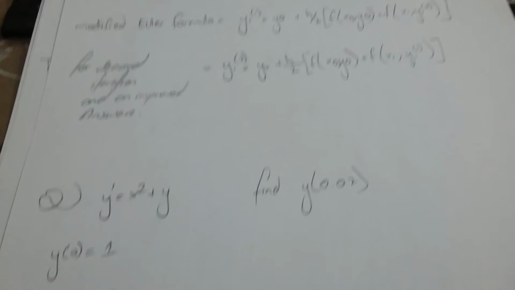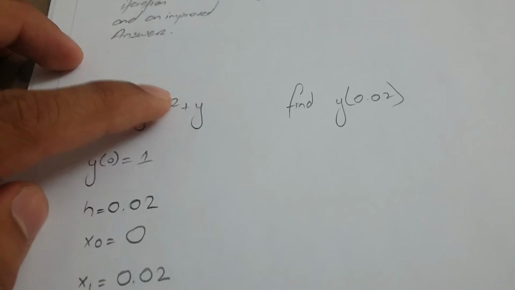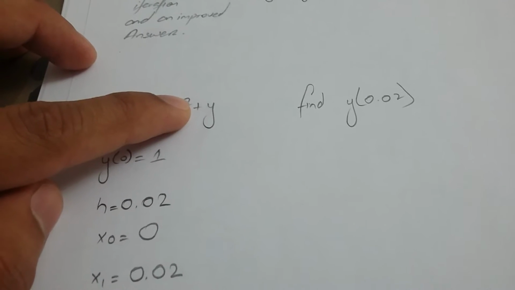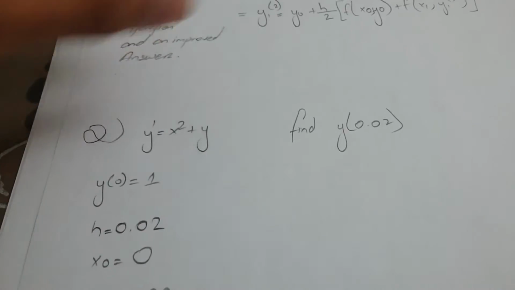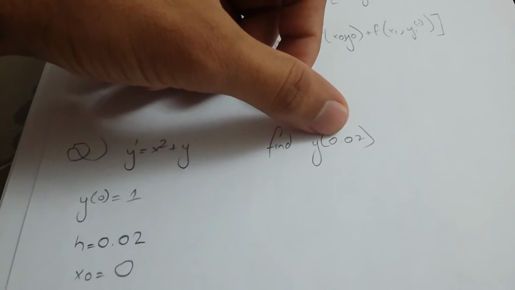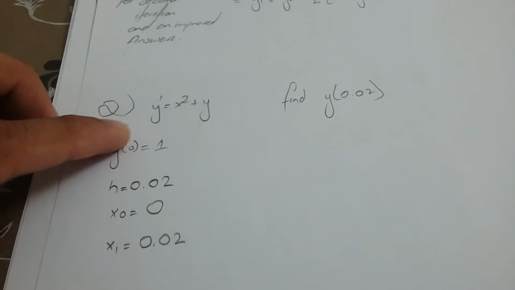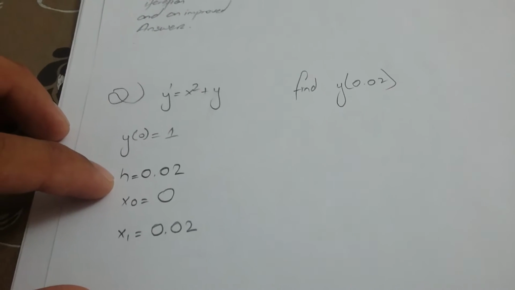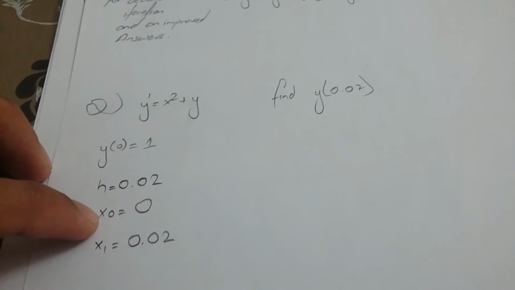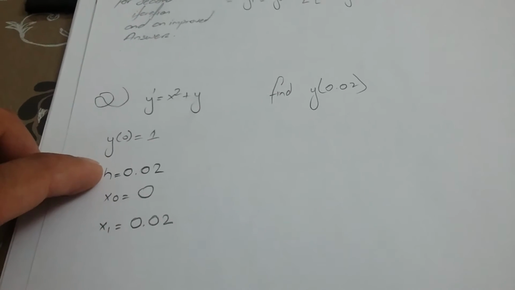Today we'll solve this particular example. y dash is equal to x square plus y. We have to find y when x is equal to 0.02. We know that y0 is 1, the step size is given as 0.02, x0 is 0, and thus x1, which is x0 plus h, is 0.02.